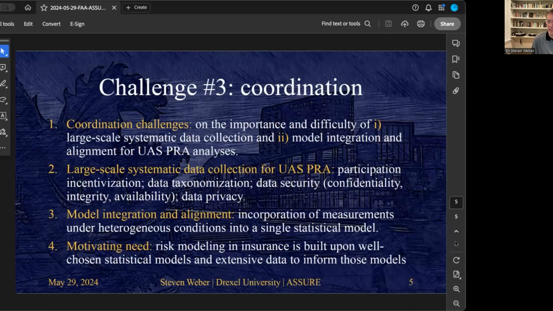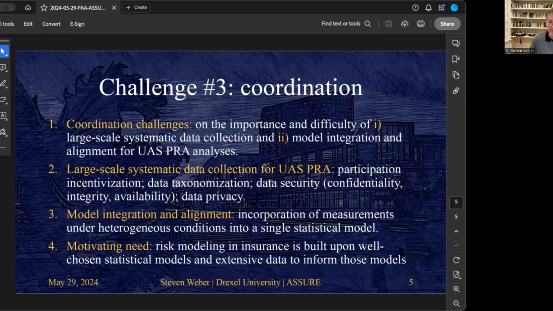What I mean by coordination challenge is, in this context, two different things. That it is both important to and difficult to have large-scale systematic data collection in the context of UASs for purposes of probabilistic risk assessment. And it is both important to and difficult to have model integration and alignment across all the different measurements to have unified statistical models. So let me explain and unpack what I mean by those statements.